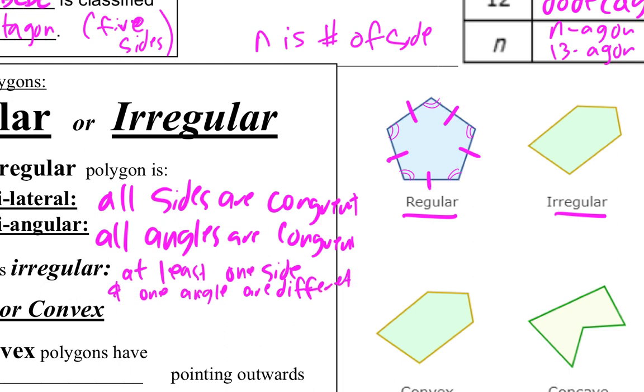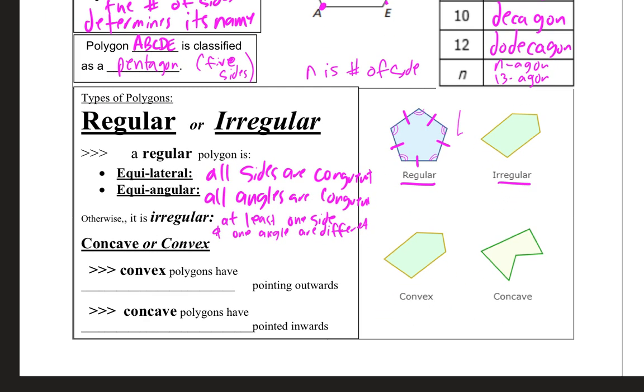So this is irregular because we can see this side is different from this side. So at least one side, and then this angle has to be different from this angle. Those are two different angles. That's the difference between a regular and an irregular. If it's not regular, it has to be irregular. Then we talk about concave or convex. So this is convex right over here, and this is concave.